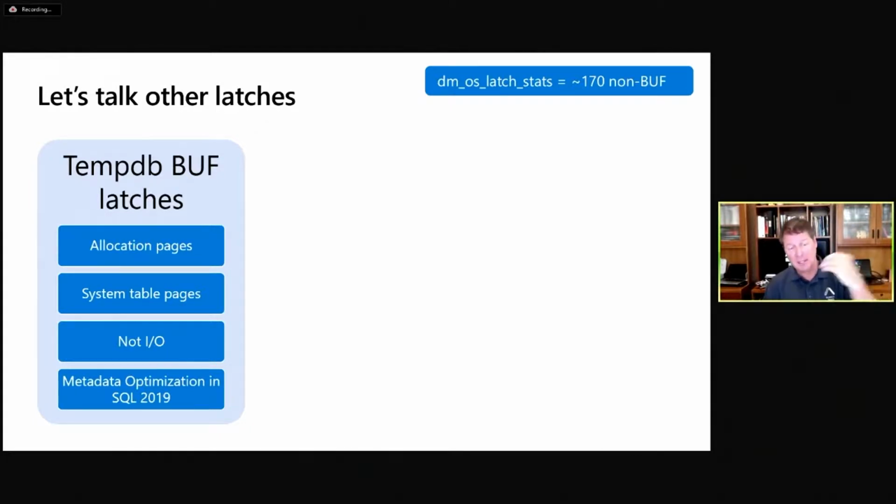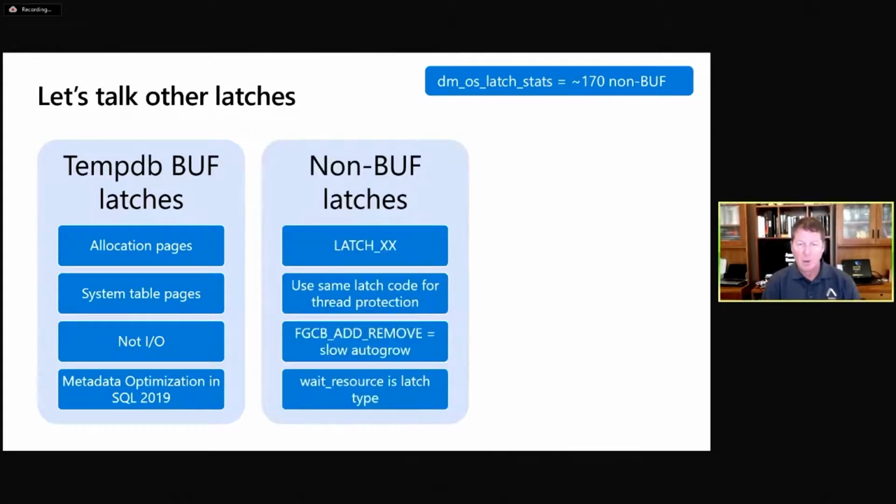That's because allocation pages and system table pages can be contention points for you, based on all the different temp tables you're creating. We give you advice about how to create multiple files to alleviate allocation page contention. And then at the bottom, you can see we've introduced something called TempDB metadata optimization to reduce contention on system table pages. But every time you see a TempDB buff latch or page latch problem, it's not an IO issue. It's typically one of these.